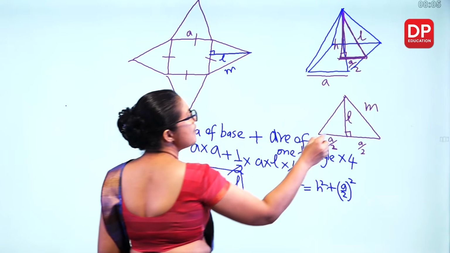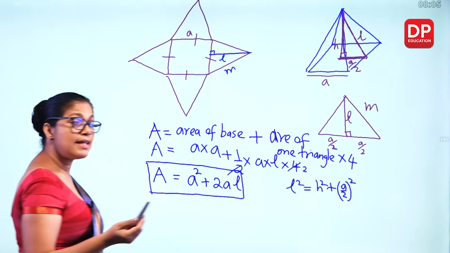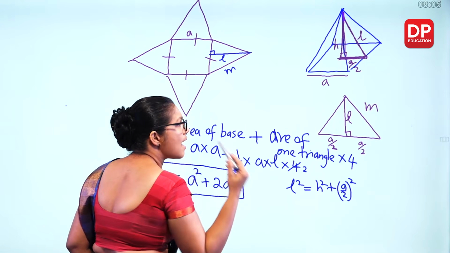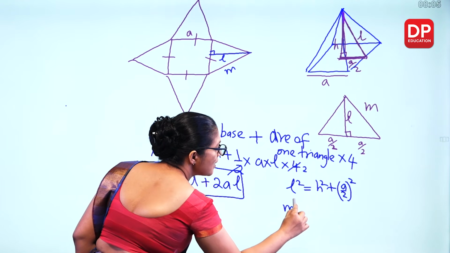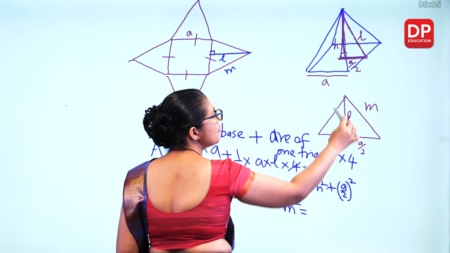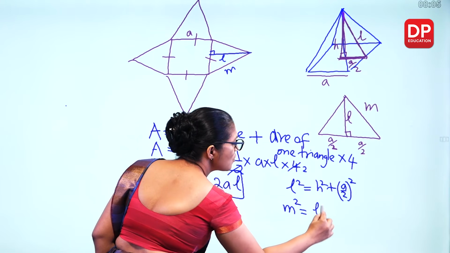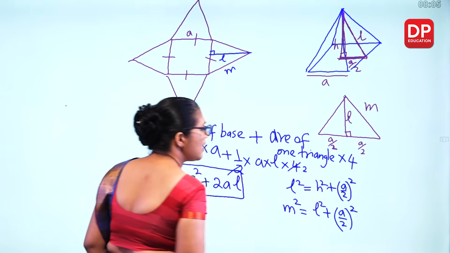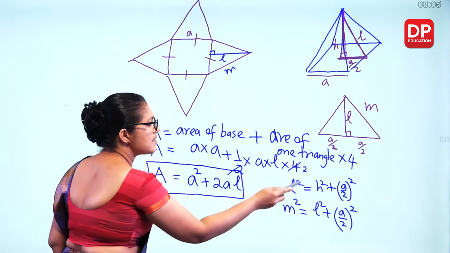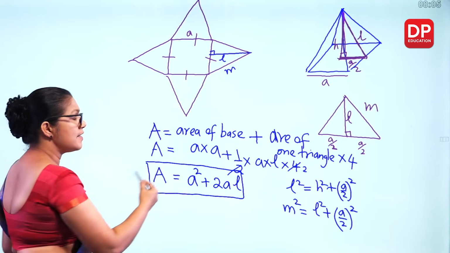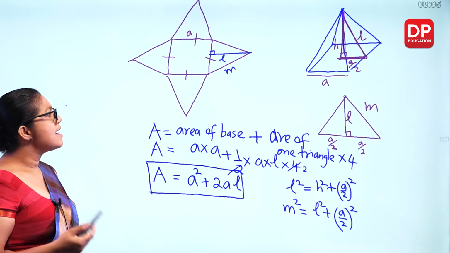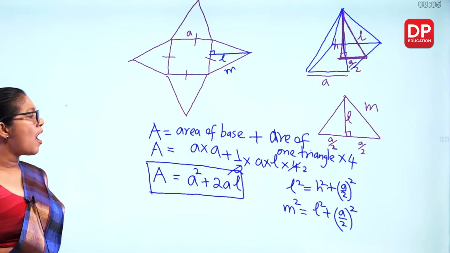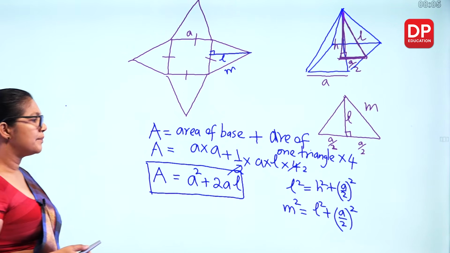Again, how can we write down this one? If you want the slant length, M is the slant edge. So M squared is equal to, according to this triangle, L squared plus (A over 2) squared. So here you can use this formula or this formula or this formula to find any length or surface area. Now we'll see how we can apply these formulae.